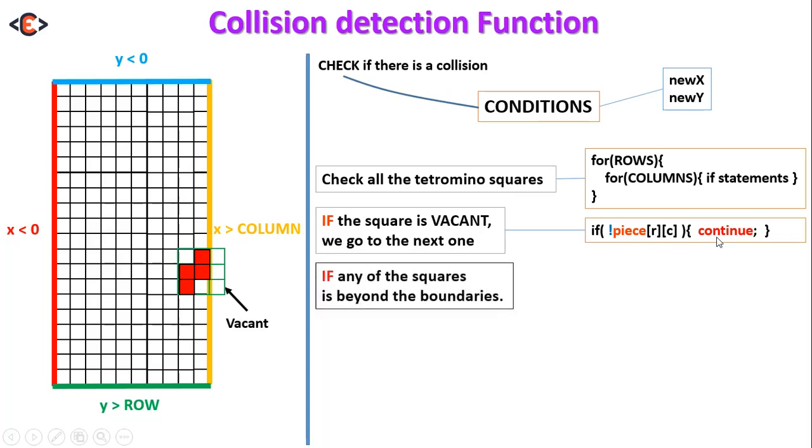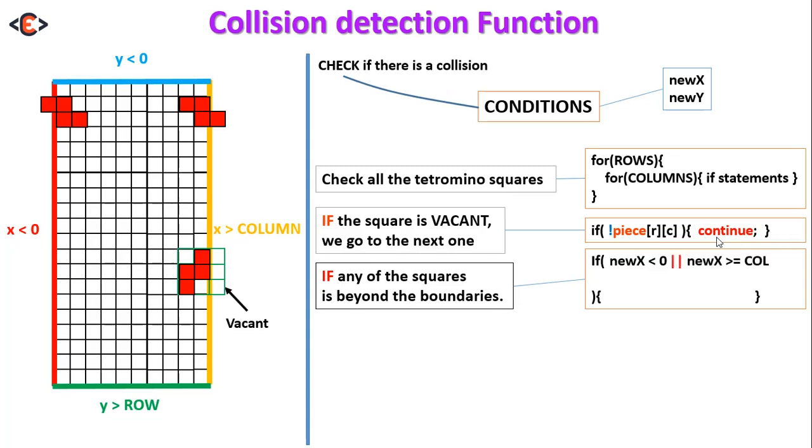The next if statement, we check if the squares are beyond the boundaries. So we'll say if, for this piece, the new x is less than 0, for this one, or new x is greater than column, for this one here at the bottom, the new y is greater than row, then we return true. There is a collision.